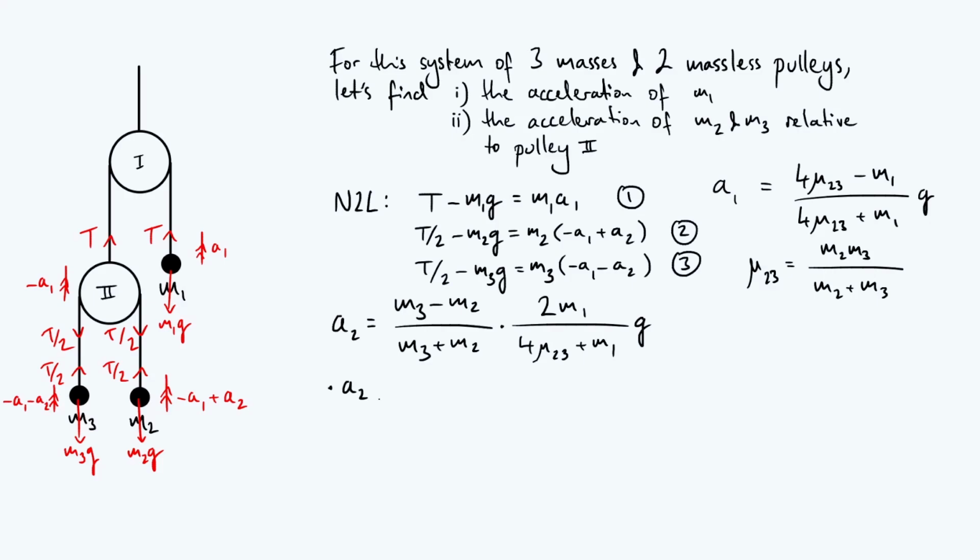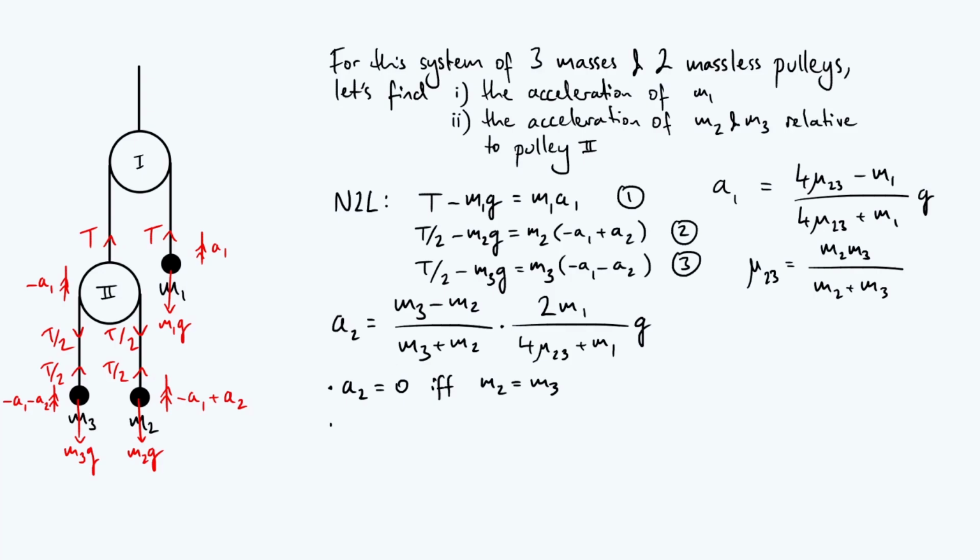Firstly, I want to point out that A2 is 0 if and only if M2 equals M3. That should be pretty straightforward to interpret, right? It's just saying if the two masses are equal, then there's no preferred side that's going to move down versus move up. So they just sit there and don't move relative to each other. Of course, the whole pulley 2 system might be moving up or down depending on M1, but M2 and M3 don't move relative to each other if they have equal masses.